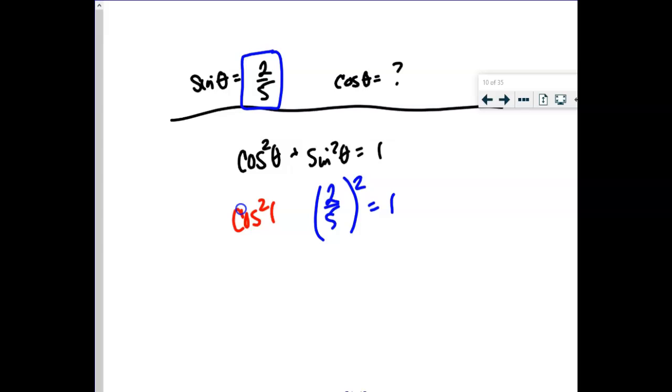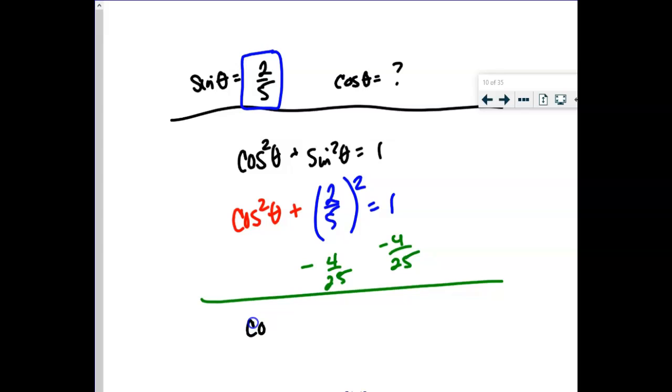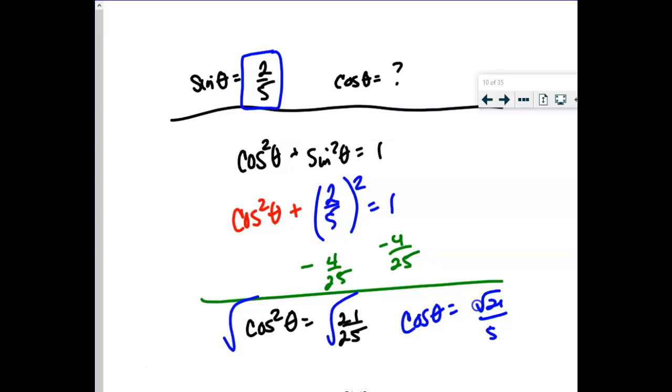4 over 25. And then what could you do with that 4 over 25? Subtract it from the 1. So now we have 21 over 25. So the cosine squared is 21 over 25. And then to find cosine, you could square root it. So the cosine would be the square root of 21 over 5. Was that easier than drawing it and doing the Pythagorean theorem on your own? No, I don't think so.